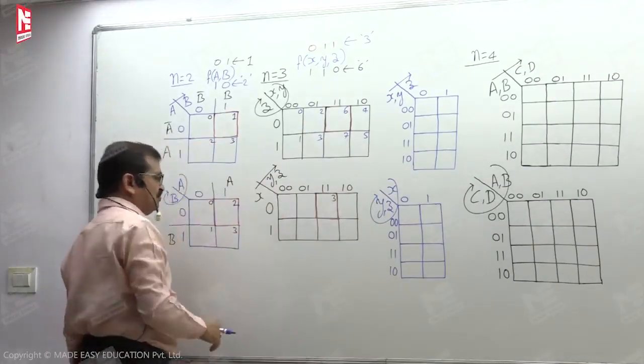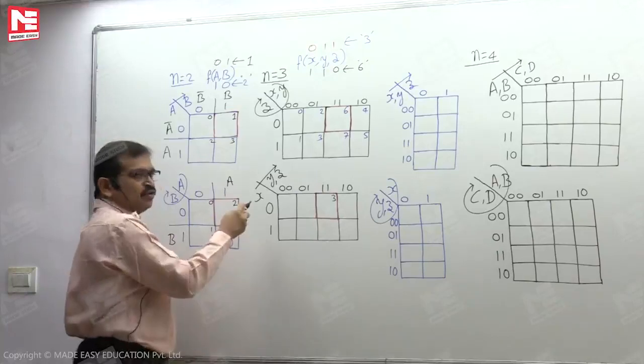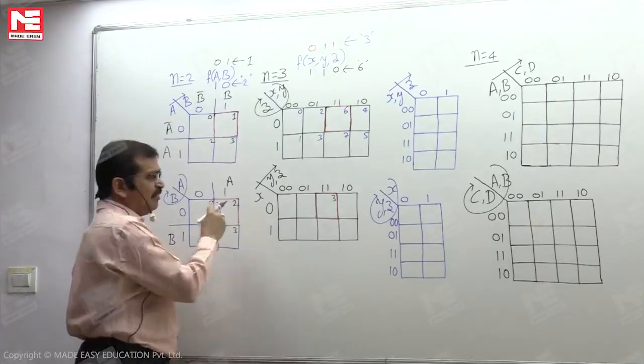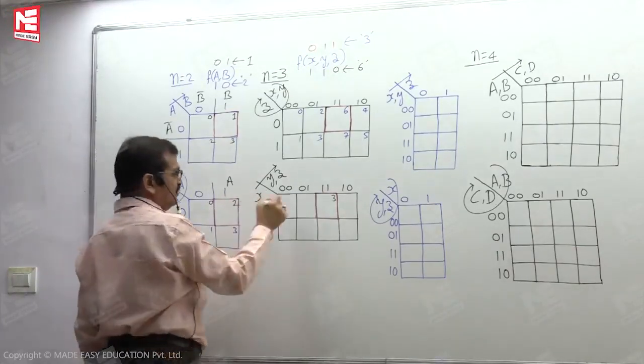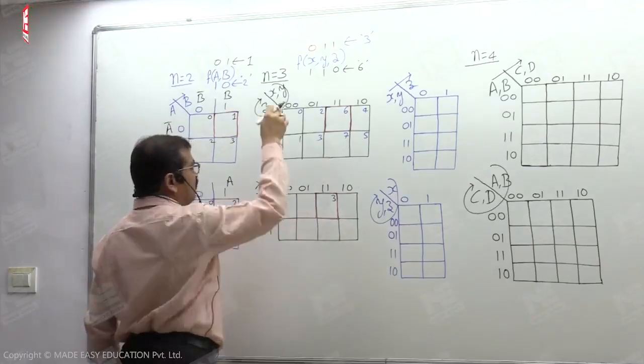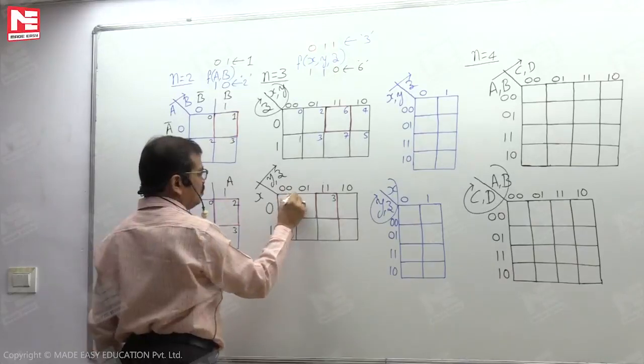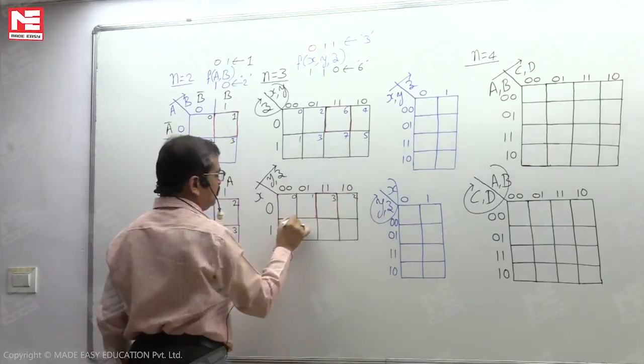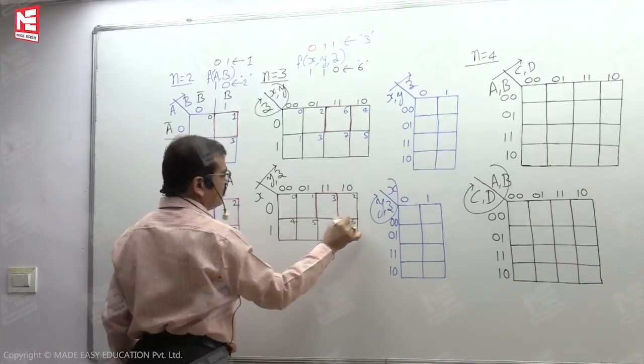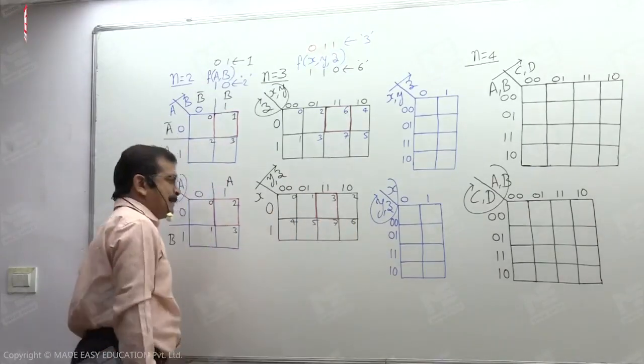Similarly, coming to this, here X is the row heading. So the cell numbers we are writing row wise, left to right. Column wise means top to bottom. So row wise here we are having 0, 1, 2, 3, 4, 5, 6 and 7.